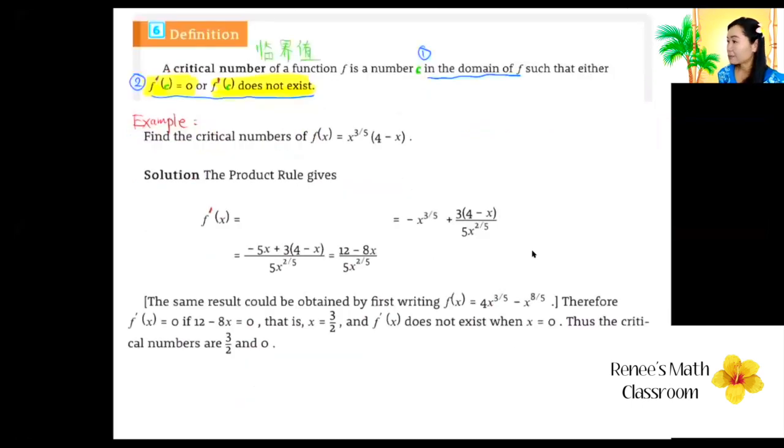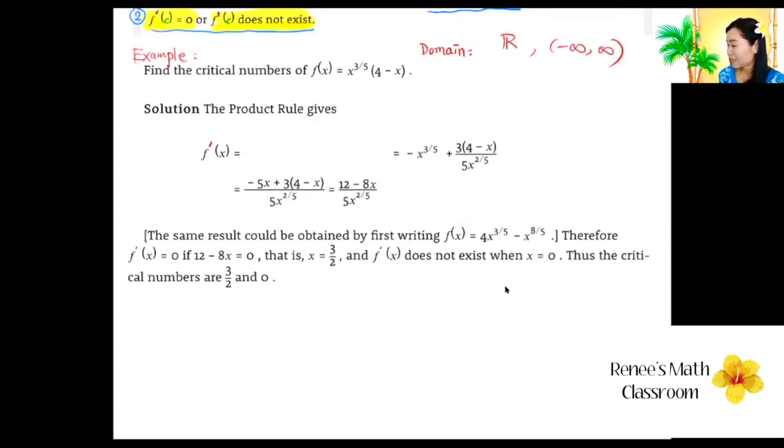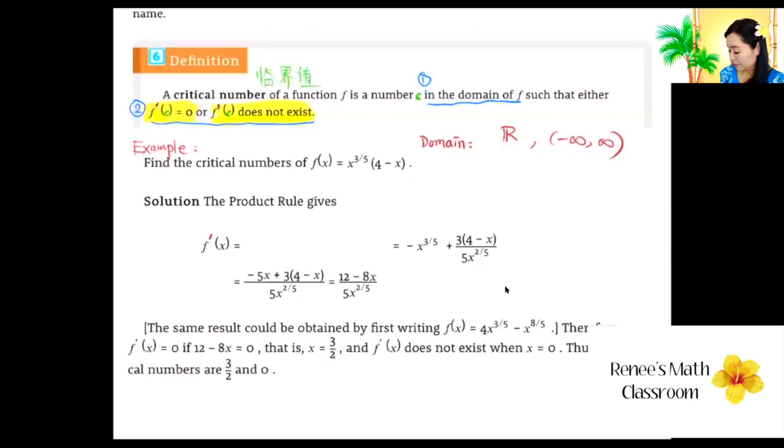Okay, let's use this example to illustrate this definition a little bit more. Now let's find the critical numbers of this function. First, I want you to find the domain for this function. What's the domain? Well, it looks like this one doesn't involve an even root, right? And x is not in the denominator. So the domain is actually all real numbers, or you can put negative infinity to infinity. Now we're going to look for critical numbers inside the domain. So first, we're going to differentiate that, and then we try to find out when the derivative equals 0 or does not exist.